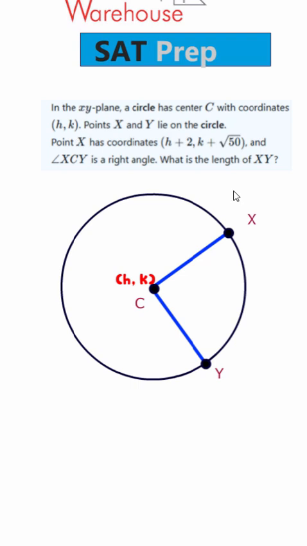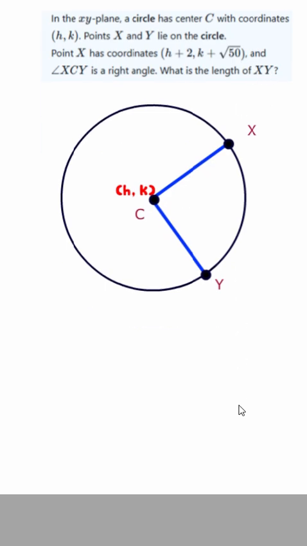Circle center C has coordinates h, k. We've got X and Y on there, and then they give us coordinates and they tell us that XCY is a right angle. Whenever you see a right angle and you see a circle, there should be things coming to your mind like, is the Pythagorean theorem going to be involved? Is there going to be something involving the central angle?